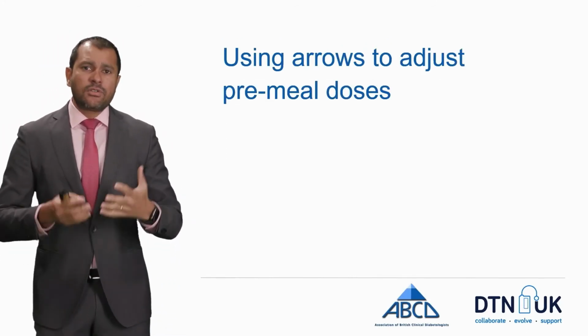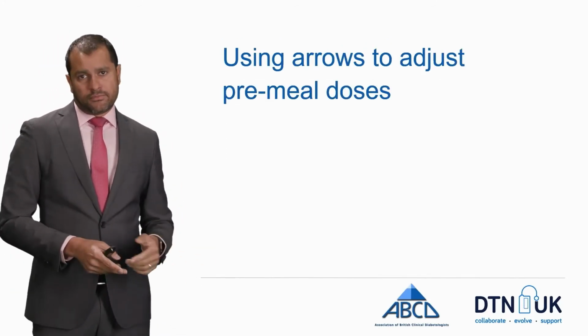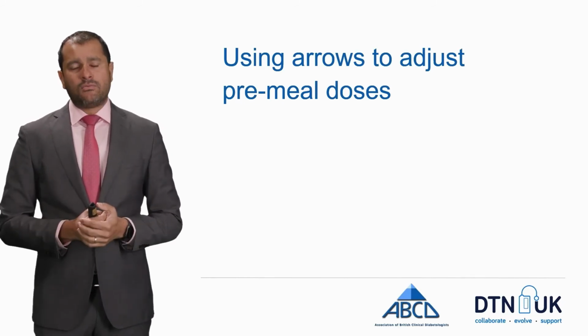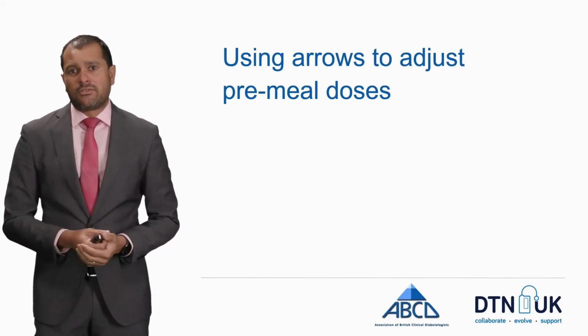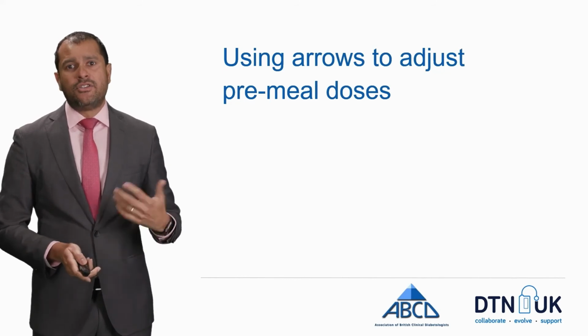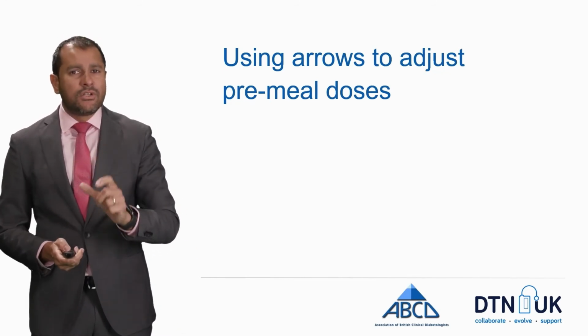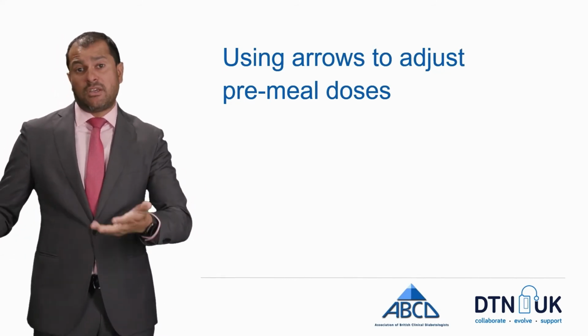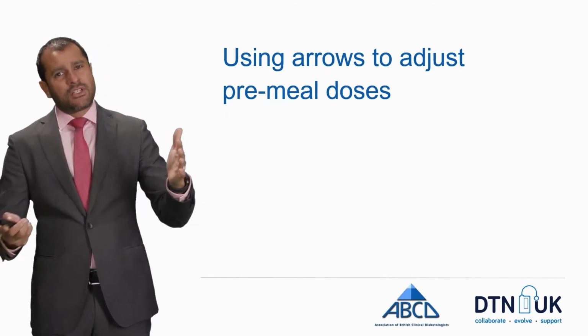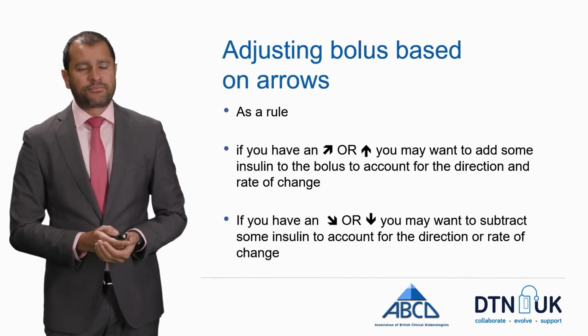Now, of course, you also get the arrows pre-meal. And I'm going to talk a little bit about what rules or ideas there are of how you can use that information to fine-tune your bolus dose with an effort to keep your blood sugars between that 4 to 10 margin more often than before.